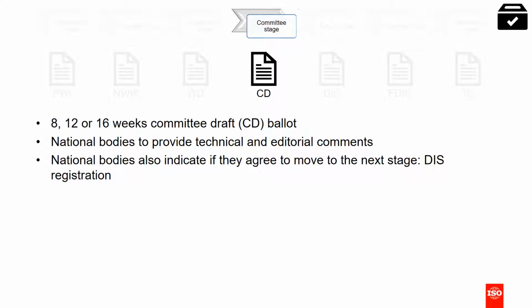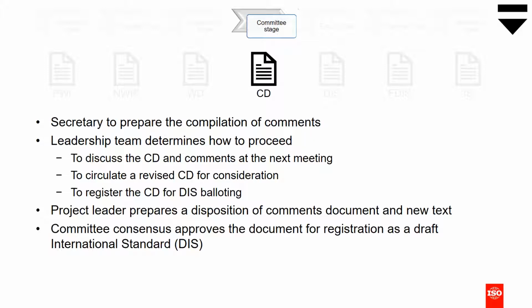Then the national bodies provide comments, both technical and editorial, and indicate whether they agree to move to the next stage. After the ballot has ended, the Secretary then compiles all the comments and the committee leadership decides on the next step, which might be to discuss the committee draft at another meeting, revise the committee draft for another ballot, or register it for the DIS ballot. It's the responsibility of the project leader to show how the comments have been resolved and to prepare a new draft for the next stage.